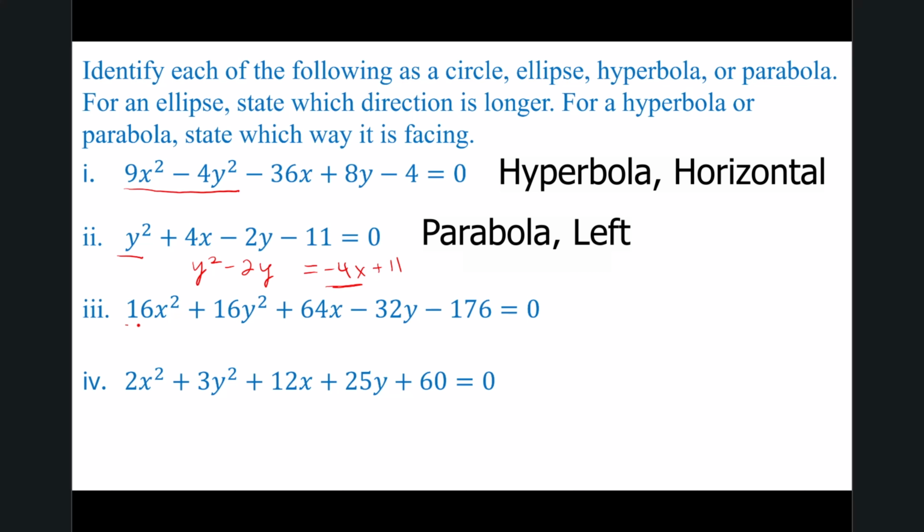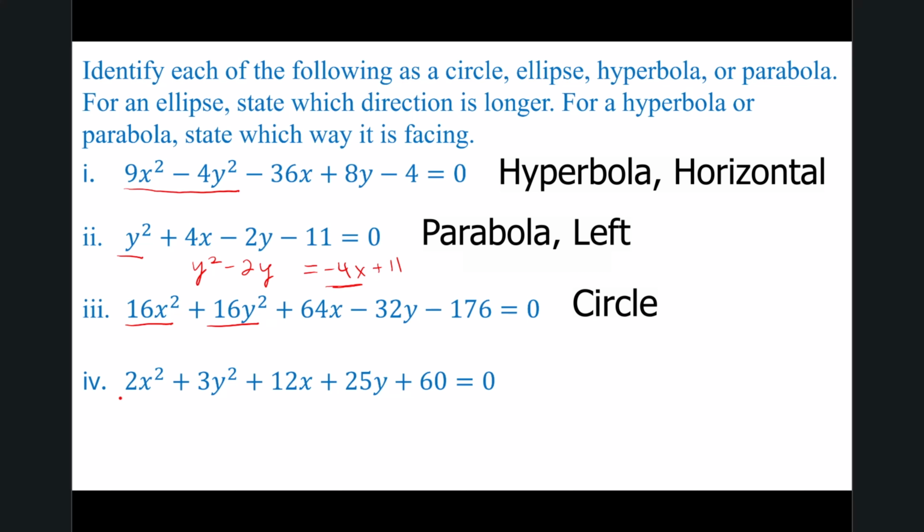Part 3, we have 16x squared and 16y squared. So we have both an x squared and a y squared. They have the exact same coefficient. So if I divide everything by 16, I'll have an x squared plus a y squared. So if they are the exact same coefficient for the x squared and y squared, same sign, same number, exactly the same, then it is a circle.